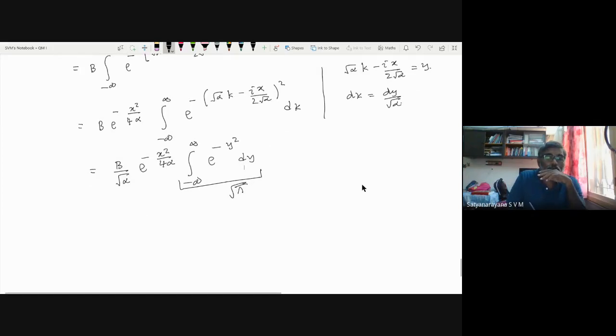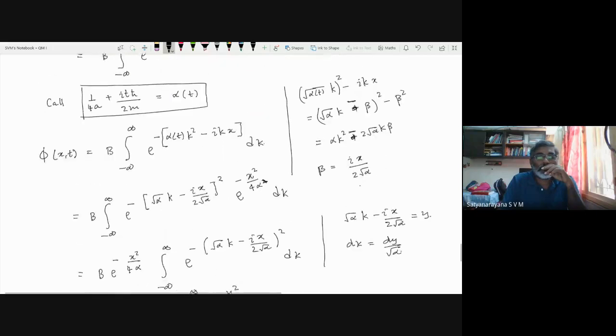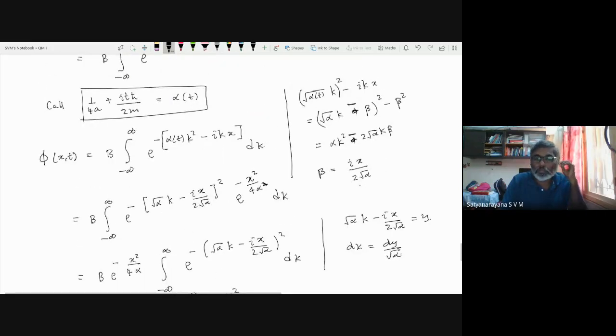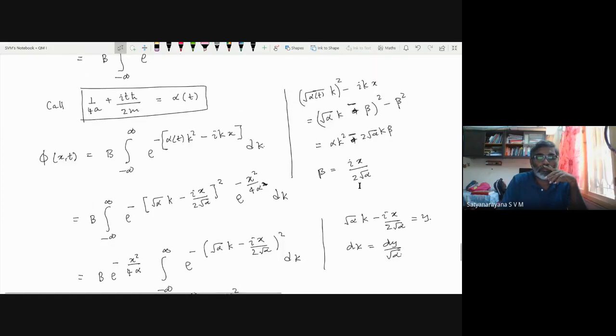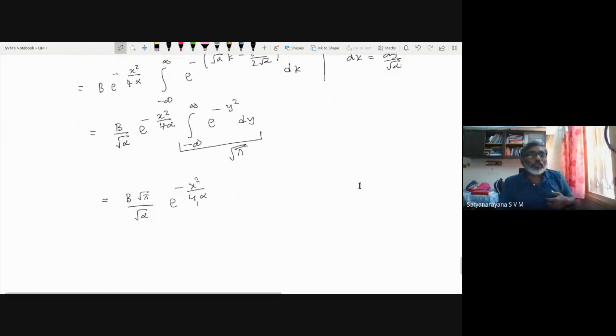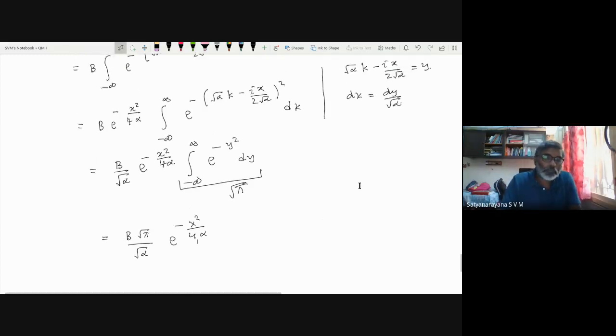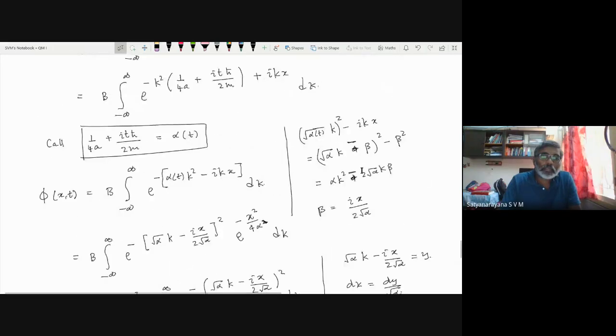So that is equal to b root pi by root alpha e to the minus x square by 4 alpha. So now you notice that we have to come back and then see what this b is.